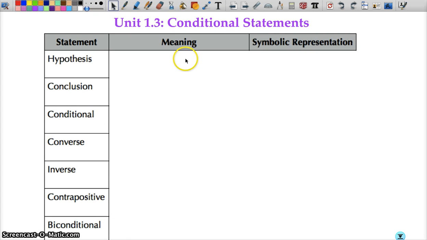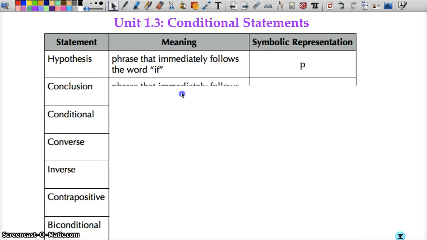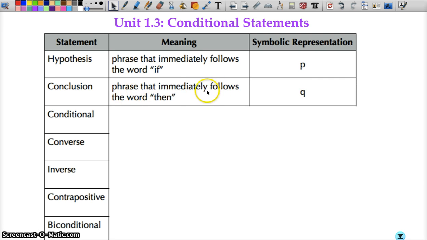So we're going to start with hypothesis. So hypothesis means it's the phrase that immediately follows the word if. So you'll have a statement that starts with if, it follows it. The symbolic representation is the letter P. The letter P is pretty arbitrary. There's no reason for it. It's just what's commonly used. Then we have what's called the conclusion. And the conclusion would be the phrase that immediately follows the word then. And that symbol that we use to represent the conclusion is Q.